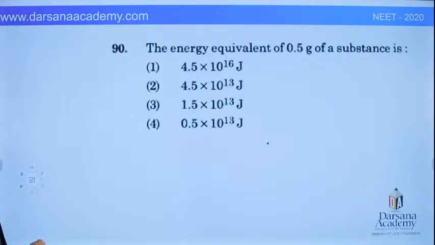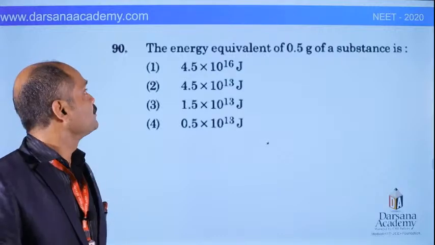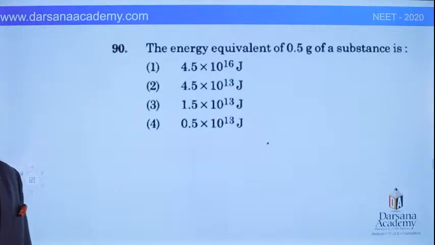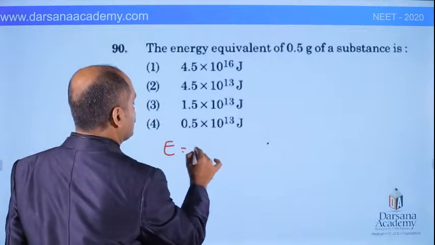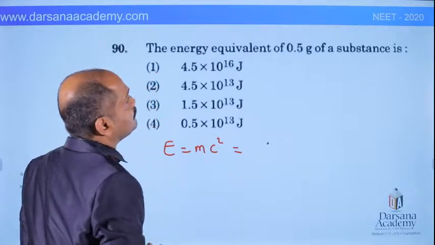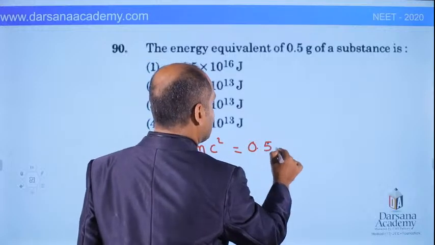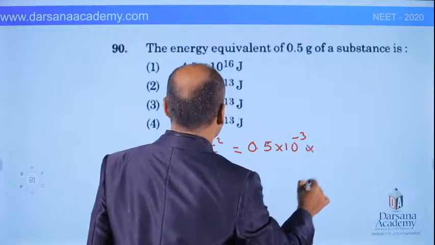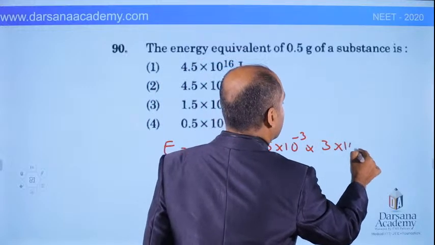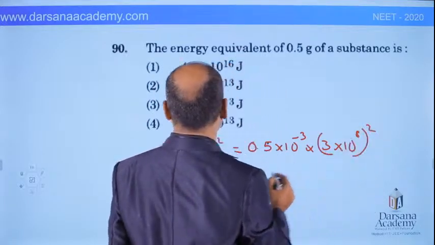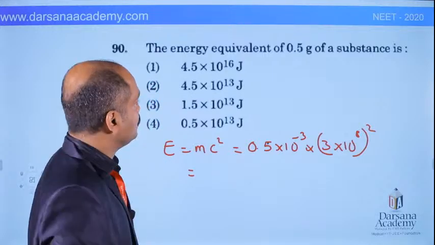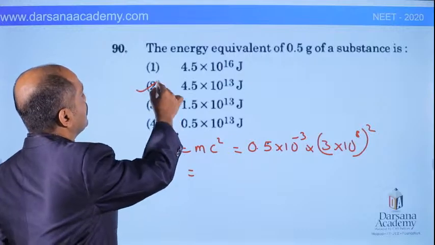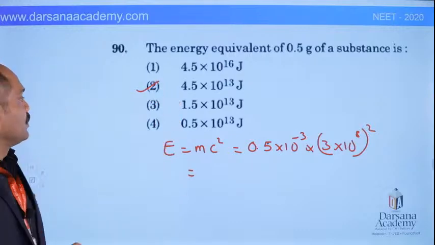Now, the last question in our session: the energy equivalent of 0.5 gram of a substance. Again, it is a rather direct, simple question. E is equal to Einstein's famous relation, E equals mc squared. So 0.5 gram is 0.5 into 10 raised to minus 3 kg, and c squared is 3 into 10 raised to 8, the whole squared. So it will be 4.5 into 10 raised to 13. Option number 2 is your answer.